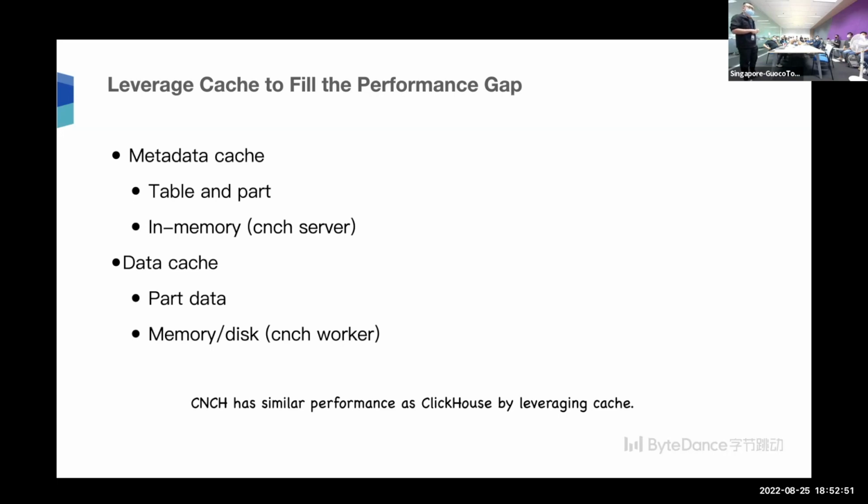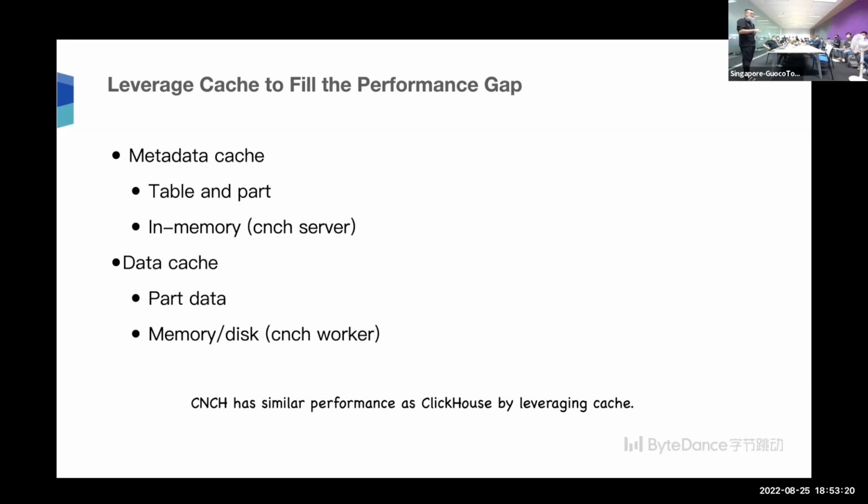And for the part data of our system, we will cache them in the computing node, which is a worker in our system. And we also have a hierarchical architecture for those data caches, like the disk and the memory. So after we've done this, we can achieve similar performance as ClickHouse, but it still has some gap.